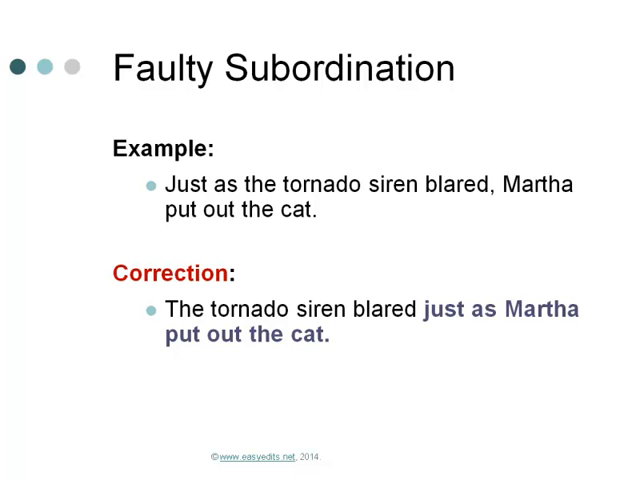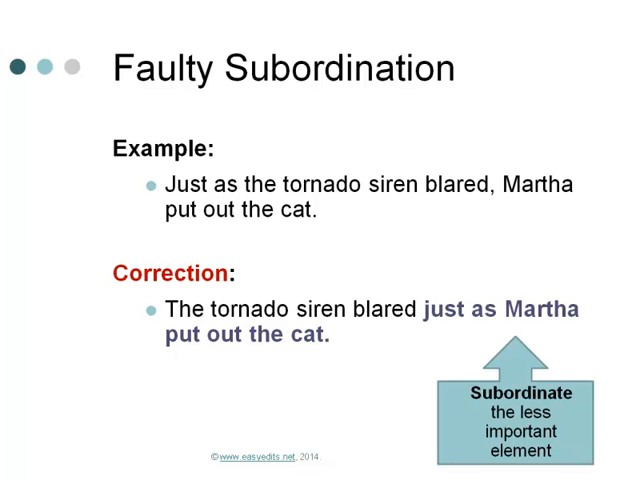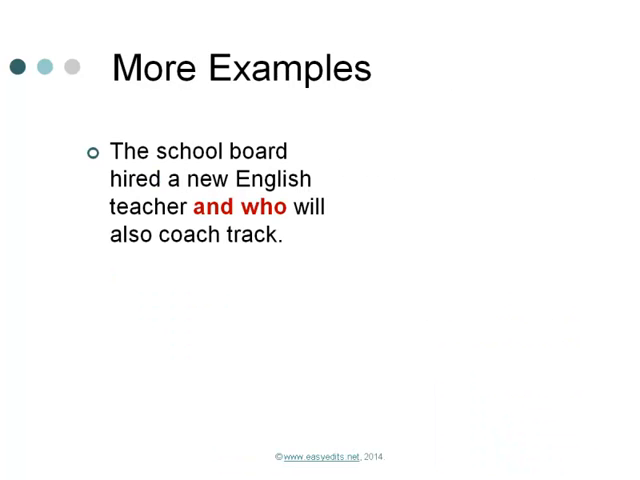The most important element in this sentence is the tornado siren blaring, right? Martha putting out the cat is less important. Therefore, you want to subordinate the less important idea, which is Martha put out the cat. And remember those connecting phrases we just took a look at. Just as works very well in this context. So remember, you want to subordinate the less important element, which is Martha put out the cat, and make the tornado siren the main focus of the sentence. Okay, let's take a look at a few more examples to drive this home about coordination and subordination.